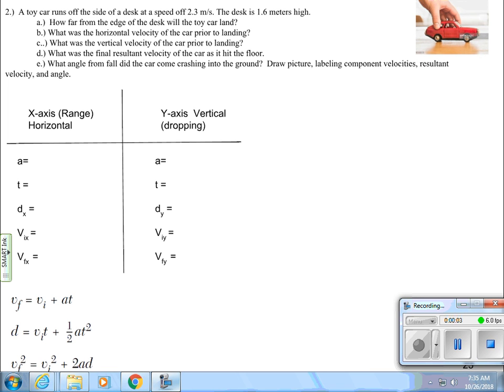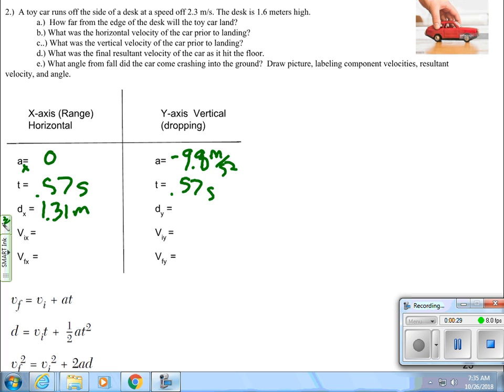Okay, so hopefully you filled in your chart. In the x direction, a is 0. Acceleration in the y direction is 9.8 meters per second squared. Time was 0.57 seconds for both. The x direction we found previously to be 1.3 meters from the table.